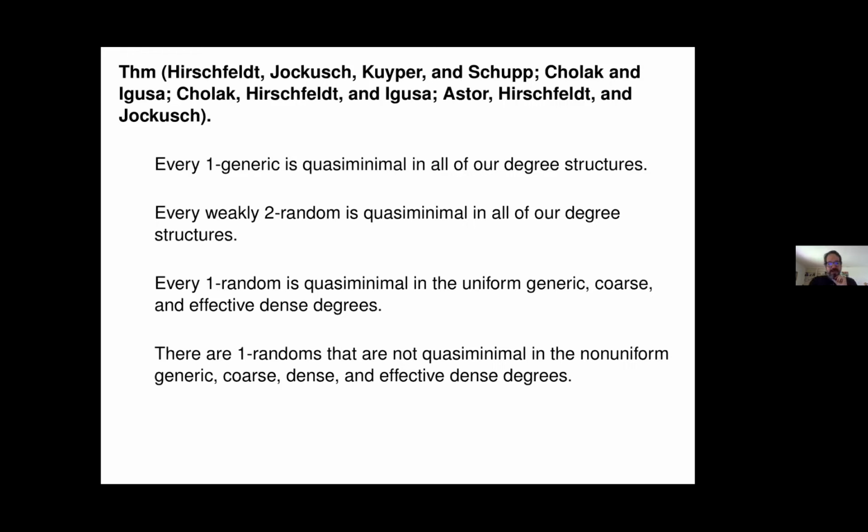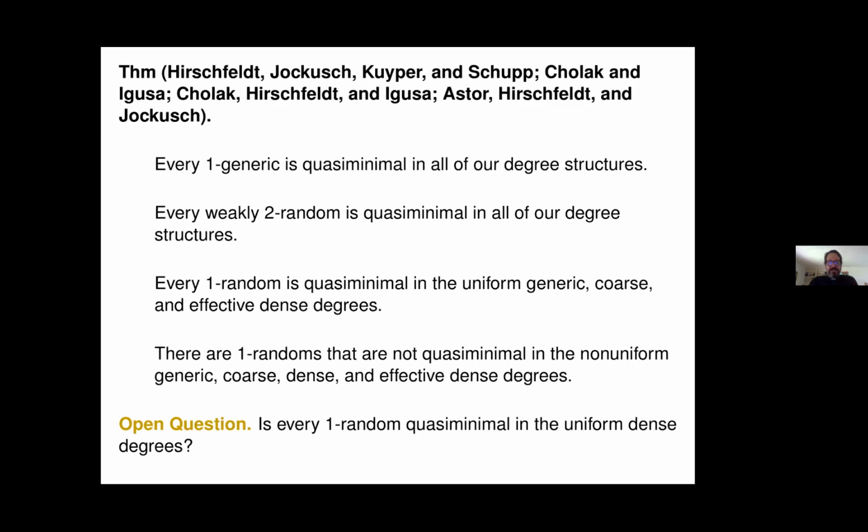That would take much time to go into, but there is one case that's missing here, which is: are 1-randoms quasi-minimal in the uniform dense degrees? Now, I admit it's a technical question, right? But it's the one remaining case there, right? And it is possible that the answer could be interesting from the point of view of the theory of algorithmic randomness. So I wanted to mention that question as well.